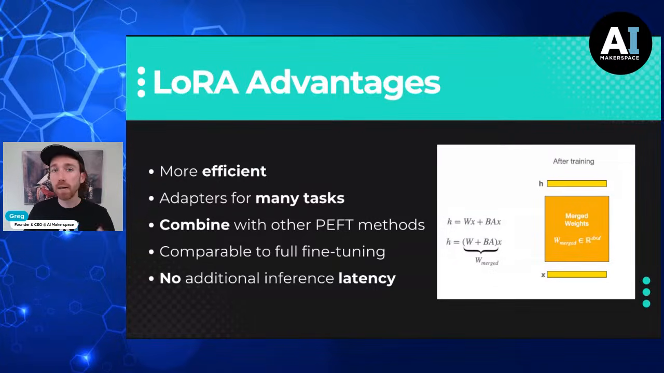And then you can combine them with other methods. You get pretty good results. And then a key point here is that you can merge the adapter weights with the base model. And in doing so, and this is an awesome sort of Hugging Face library thing, you can make sure that there's no additional inference latency versus the base model itself.